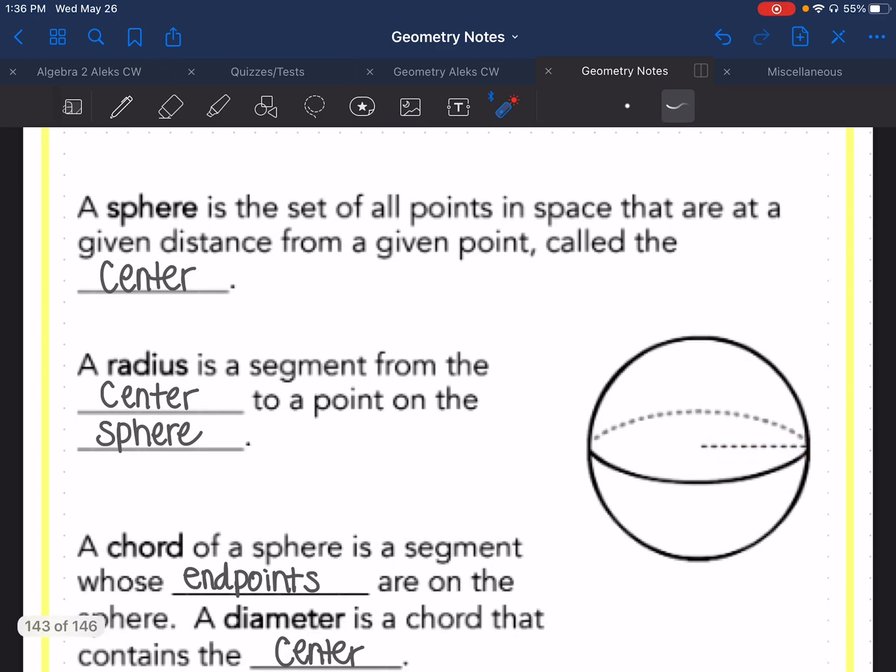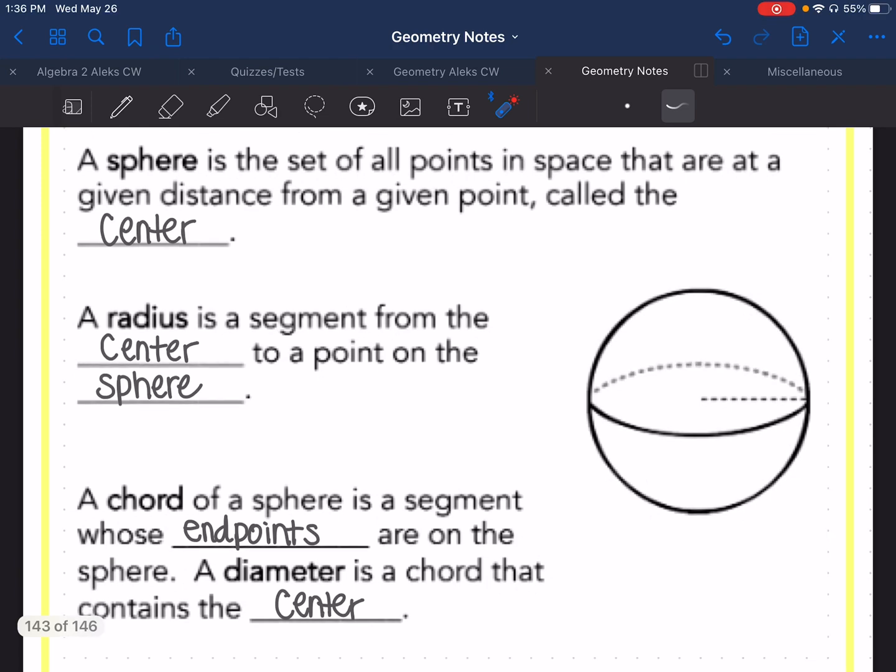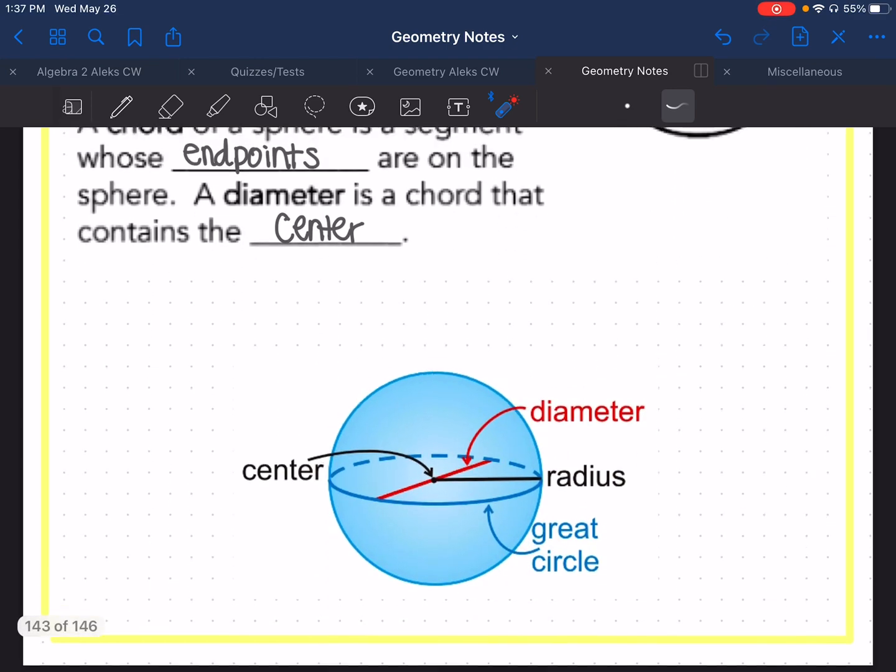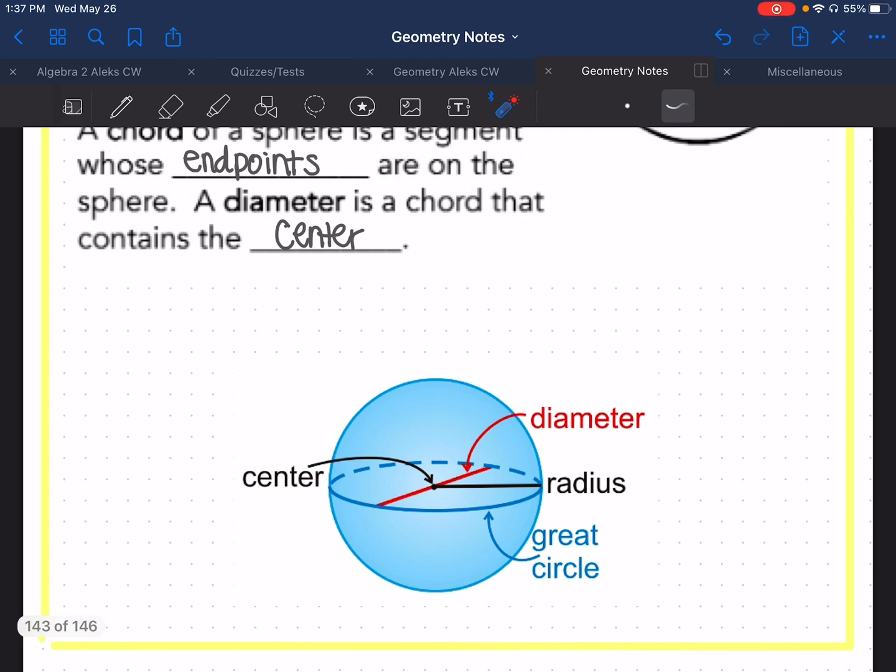A chord of a sphere is a segment whose endpoints are on the sphere, and the diameter is a chord that contains the center. Here's a better picture so that you can see the diameter and the radius. And then this circle here, that if you can imagine, makes the circle into the sphere, makes it into a ball, a 3D shape. That is called a great circle.